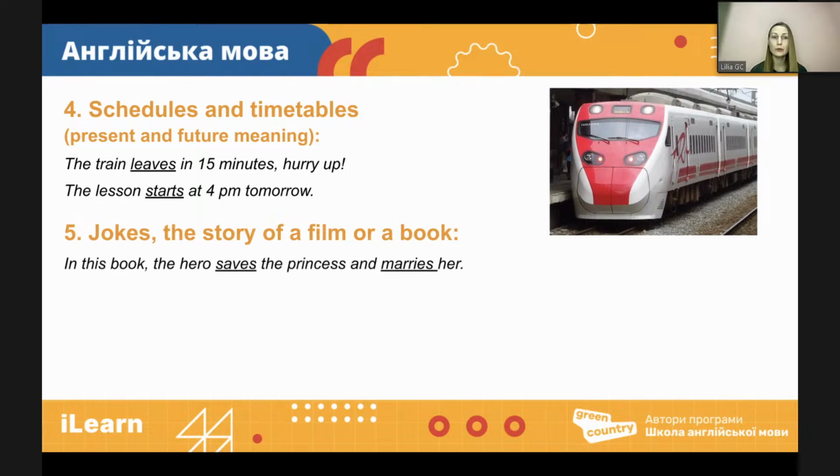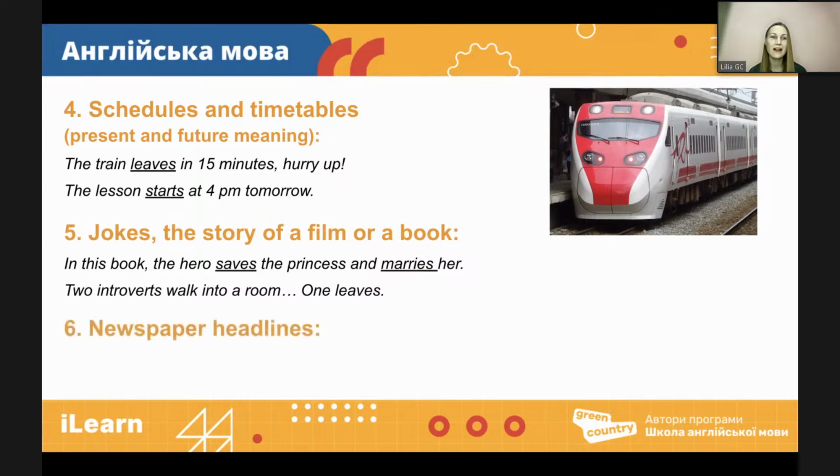For example, in this book, the hero saves the princess and marries her. Or there is an example of some joke. And also we can use present simple for newspaper headlines, especially to grab readers' attention. Like here, exit poll shows incredible results of the election. So maybe it happened in the past, like the result is already known, but we use present simple because it's a newspaper.